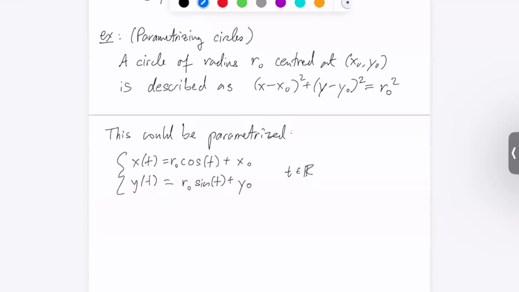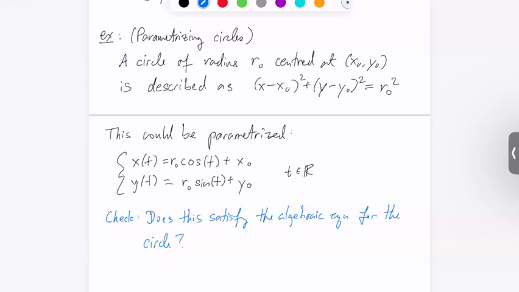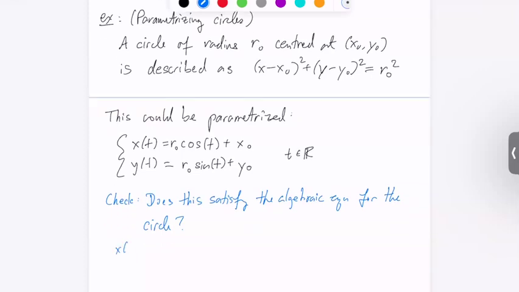So how could we check this is a parameterization? Let's check, does this satisfy the algebraic equation for the circle? Well, you could try it, right? So this is x of t minus x0. This is just going to be r0 cosine t. y of t minus y0 is just going to be r0 sine t, right?